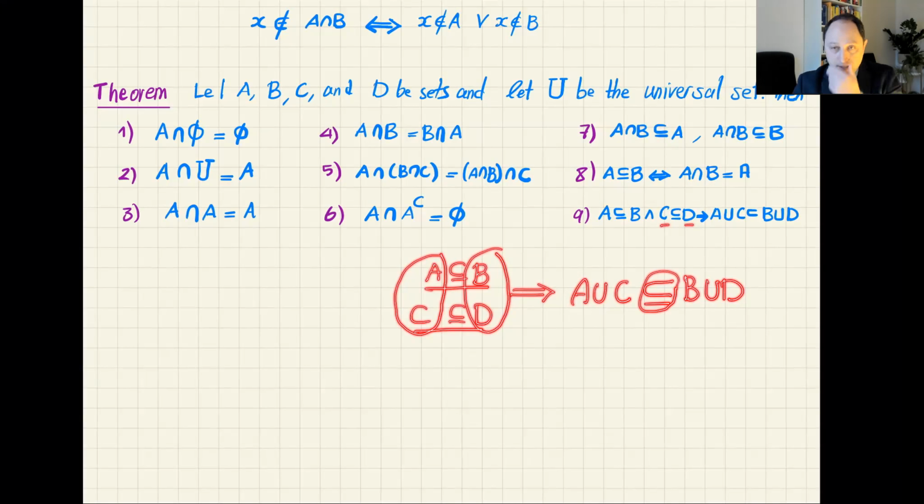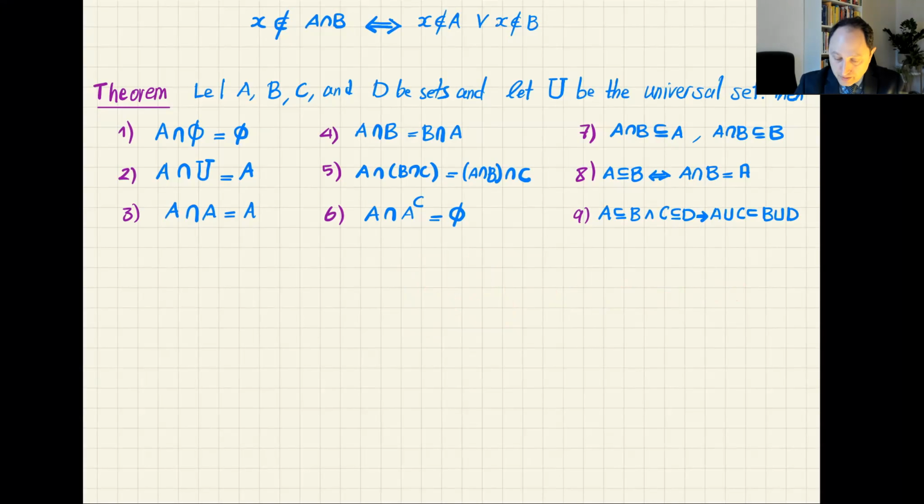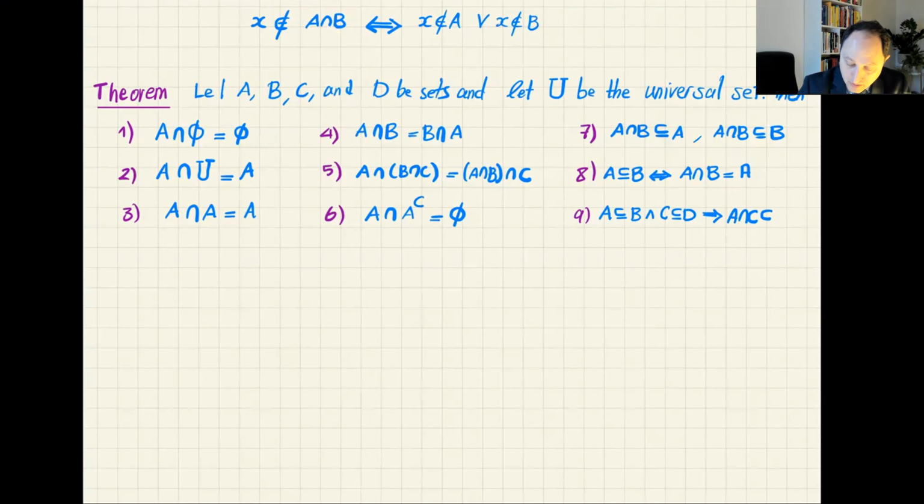Okay, and I think it's not hard to convince yourself that this is also true for intersection, but for some reason I had forgotten to put this here. Okay, so let me clean this and write it again. So this time, I can conclude that A intersection C is a subset of B intersection D.